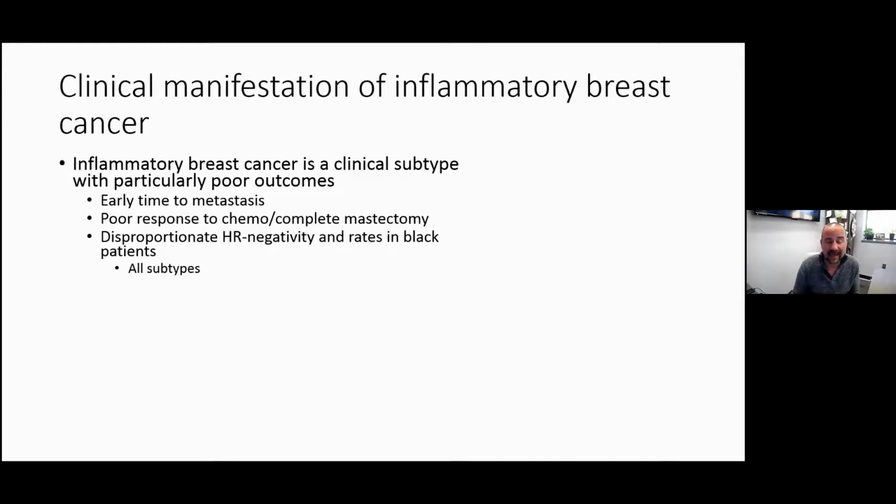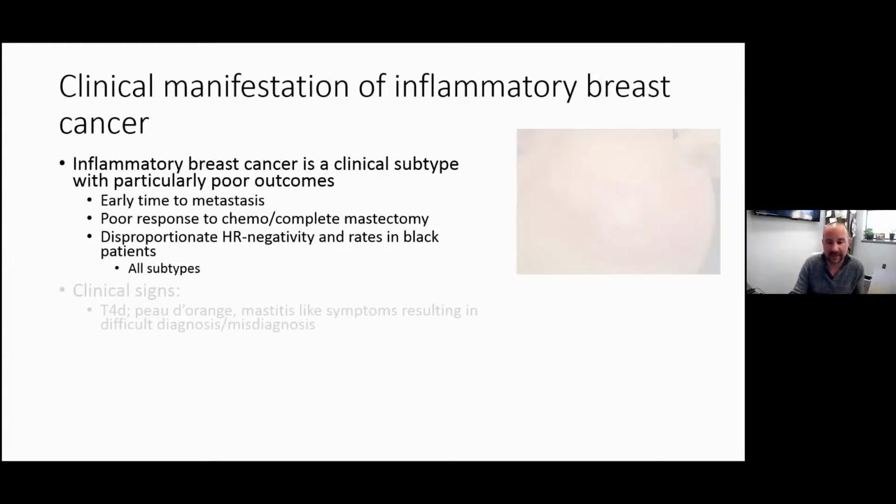So it has a very early time to metastasis in patients. It seems to have a disproportionately poor response to chemotherapy, followed by complete mastectomy, or it requires complete mastectomy in many cases. And it's disproportionately hormone receptor negative, and it has high rates in African American patients as well. Although importantly, inflammatory breast cancer can encompass all types of breast cancer, including hormone receptor positive, HER2 positive, and triple negative breast cancers.